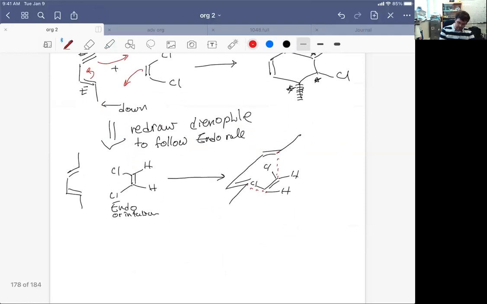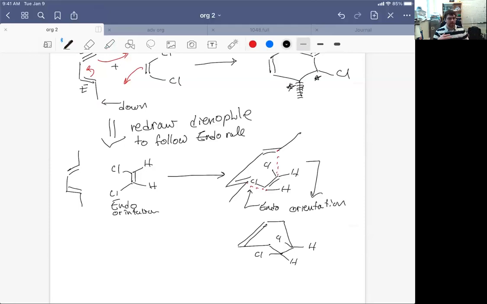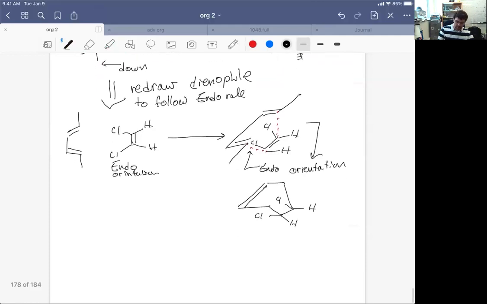If I redraw this perspective drawing such that I now have proper bond formation, put a chlorine atom here and a chlorine atom here. Got my H's sticking out and exo. My chlorine atoms are oriented endo. And I'm going to emphasize that. So we have endo orientation here on the chlorine atoms. Because the chlorine atoms are bigger. They are our stuff. So now I have endo orientation.